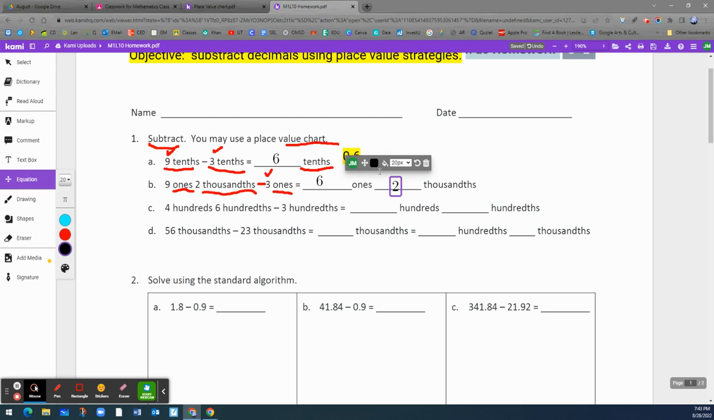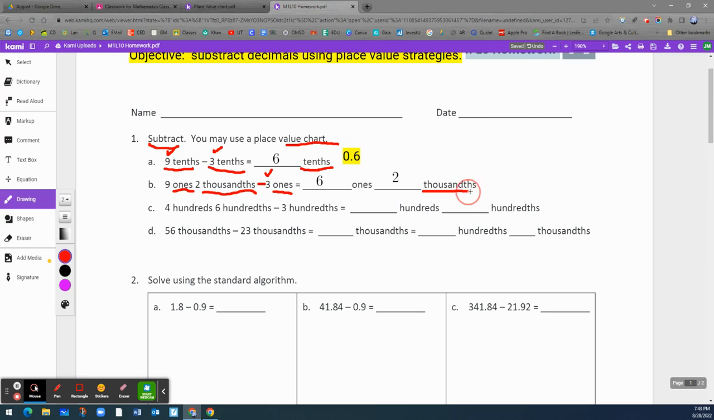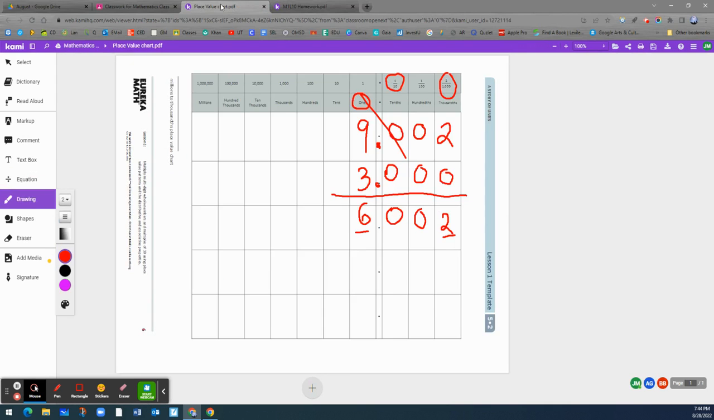Now remember, when we write this one in unit form, we do not write the decimal, because the unit is what represents the decimal. That is telling you that is the answer. Now, if you wanted to write it in standard form, you will write it like this: 6.002, just like we did in the place value chart.